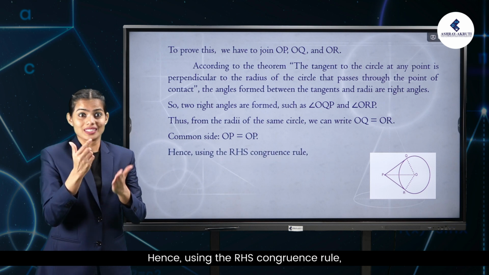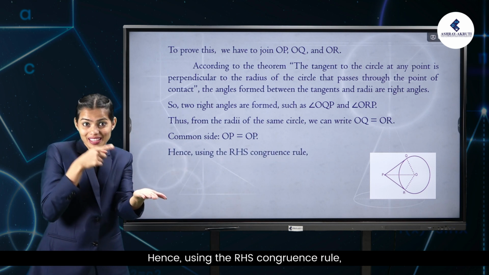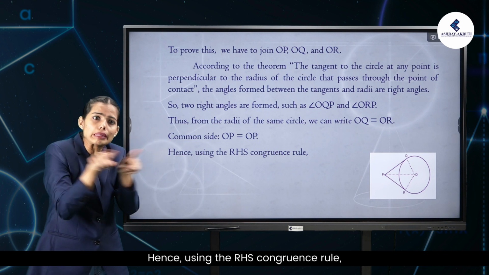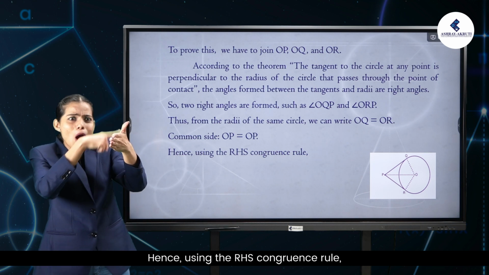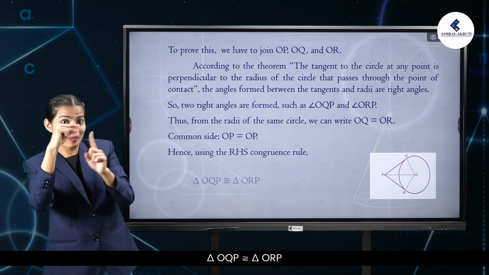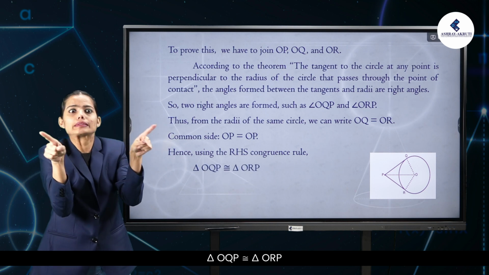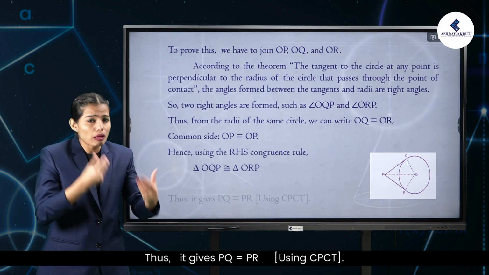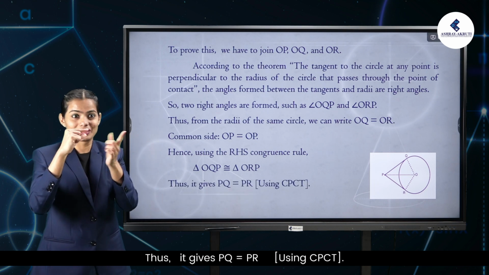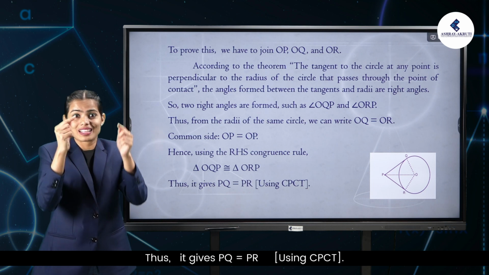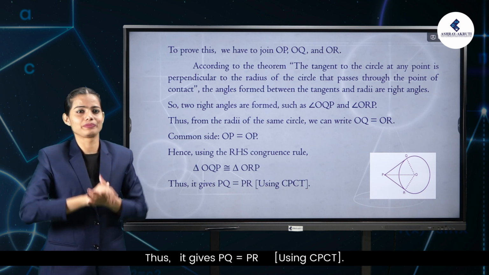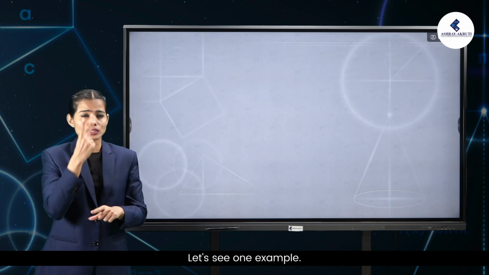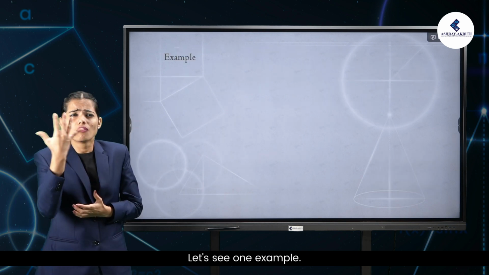Hence, using the RHS congruence rule, triangle OQP is congruent to triangle ORP. Thus, it gives PQ is equal to PR using CPCT. Hence, the theorem is proved. Let us see one example.